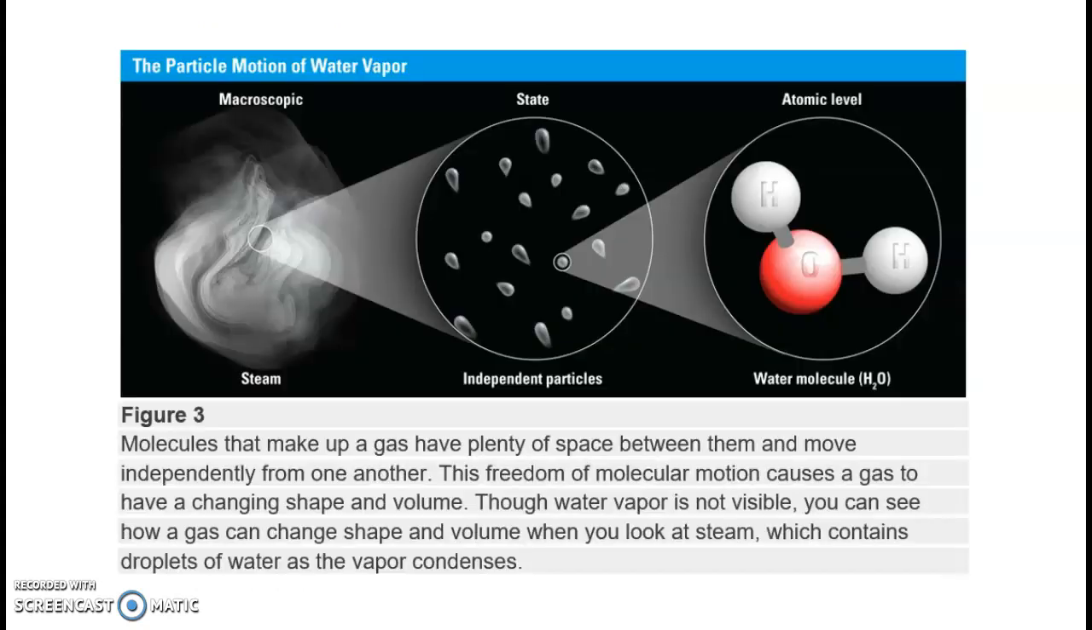This is figure 3. It says molecules that make up a gas have plenty of space between them and move independently from one another. This freedom of molecular motion causes a gas to have a changing shape and volume. Though water vapor is not visible, you can see how a gas can change shape and volume when you look at steam, which contains droplets of water as the vapor condenses.